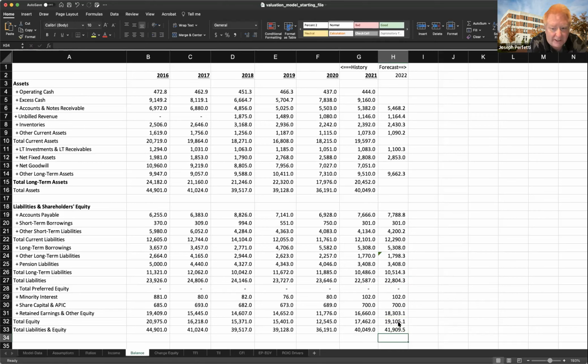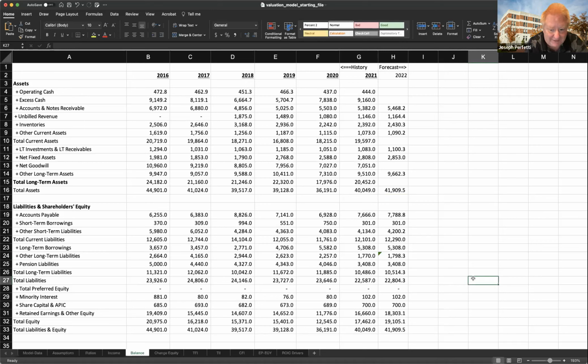So that is the forecast in 2022 for the liabilities and equity of the balance sheet. I said it's very important that we get the balance sheet to balance. So it means our assets have to be 41,909.5. So I'm going to show you the trick. Take H16, which is total assets, equals H33. There you go. Our balance sheet balances. And it will always stay in balance because we're forcing it to.